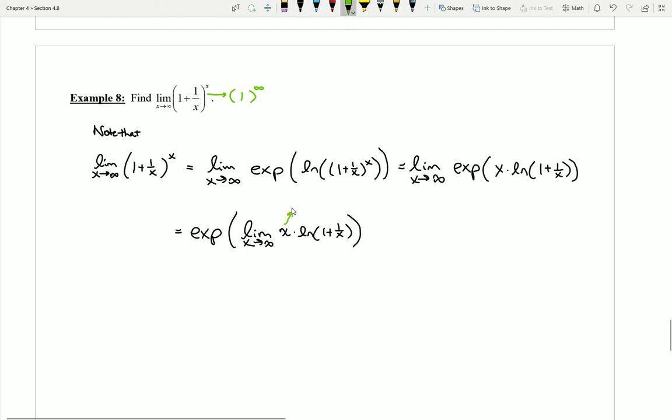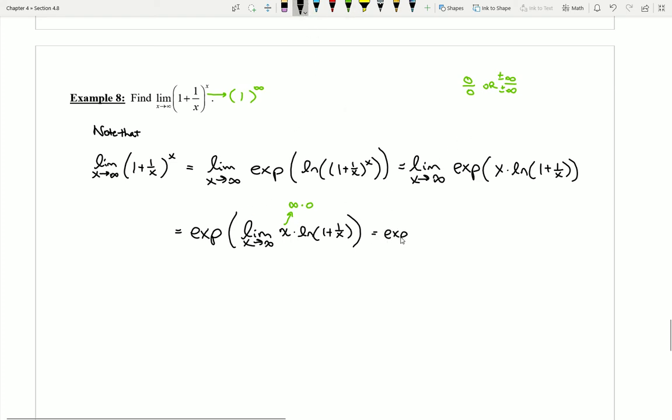But I'll notice here that my x is going to be moving towards infinity, and here I'm going to get natural log of 1 plus 0, or natural log of 1, which is 0. So I have infinity times 0 here, and that's an indeterminate form. But it's not one of the easy indeterminate forms, 0 over 0, or infinity over infinity, that L'Hopital's rule can work with. So I'm going to go ahead and do a little bit of rewriting here.